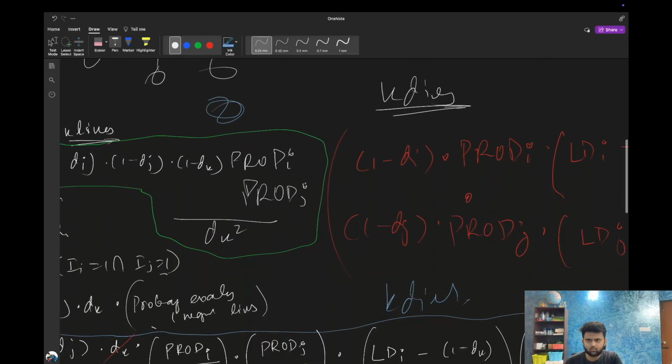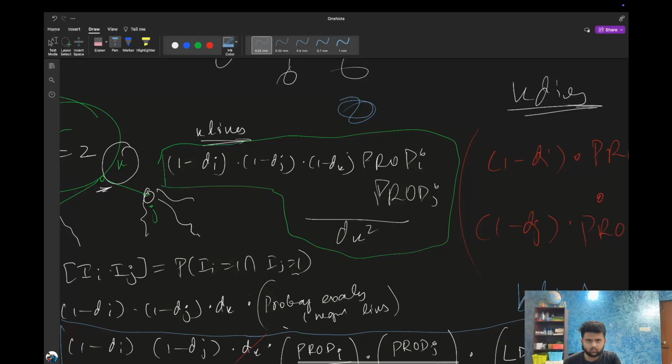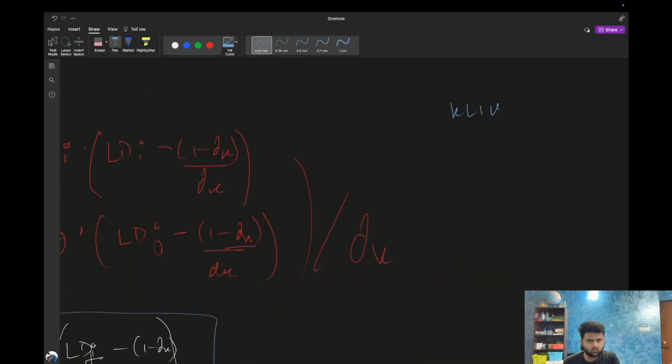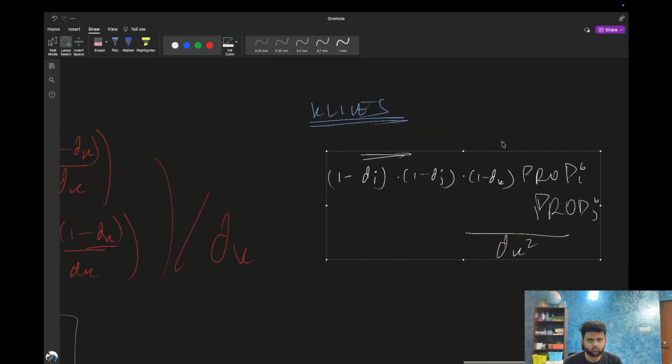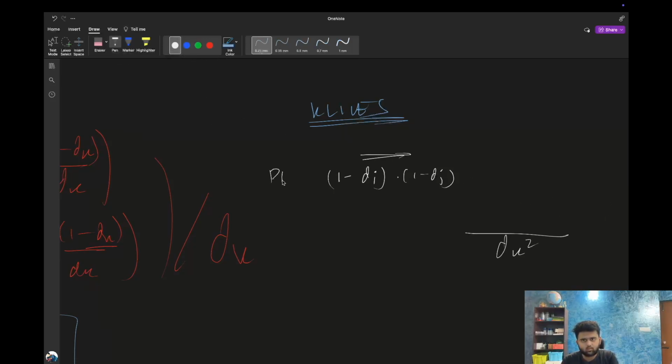Now to write down the terms more neatly, in k lives you have this, see this times prod I, this times prod j, and you have this extra term which is multiplied to every term, so you can do that later by d square.